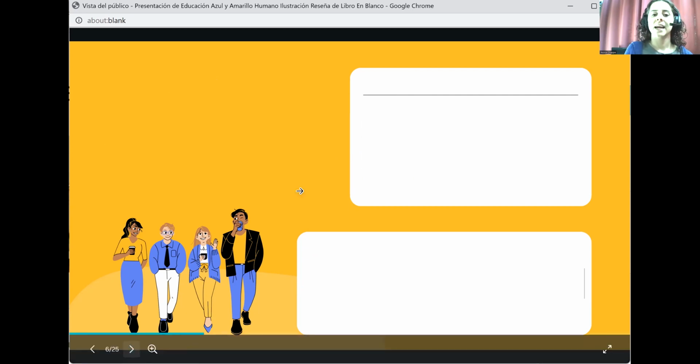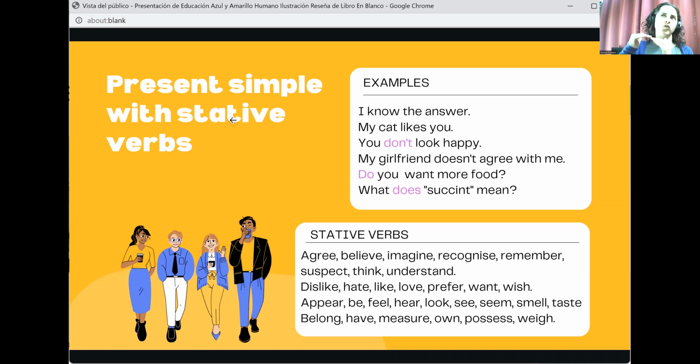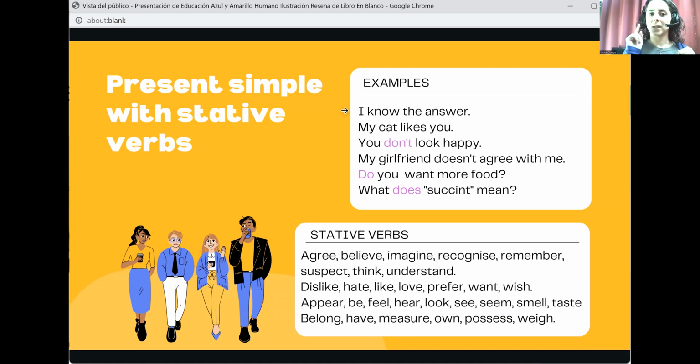Okay. Another case when we use present simple is with stative verbs. This is a bit more connected to what we study usually in intermediate level, but I can teach you a little bit. I know the answer. Okay, so I know the answer now. Now I know the answer. But I don't say I am knowing the answer, because this is a stative verb. Stative verbs don't work with ing.